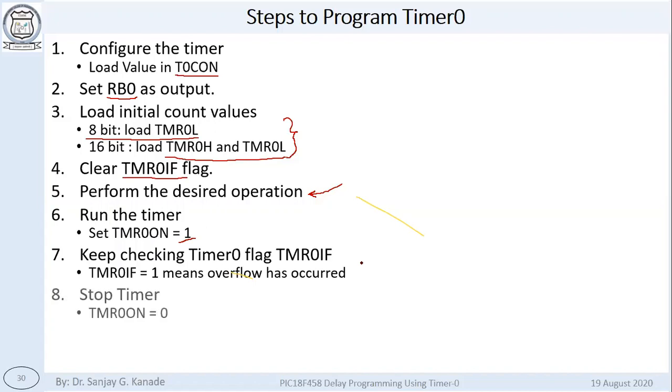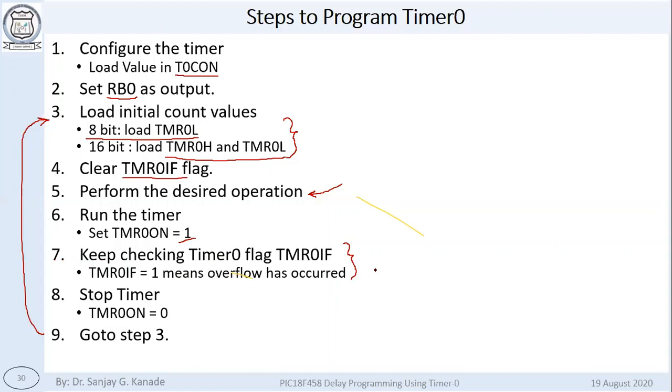Then we will stop the timer and go back to step 3, and from there we again initiate the same process again and again, and keep on running this. So you can see here we are going to need 2 loops. One loop is clearly visible from step 9 to step 3, going up like this, and the second loop is in the single statement number 7, keep checking timer 0 flag.